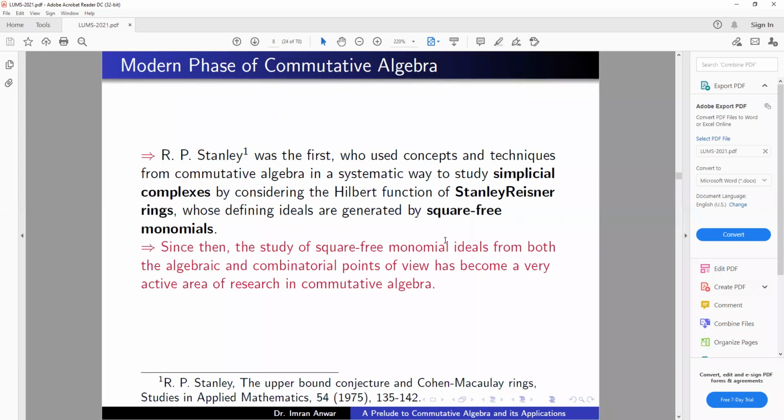Since then, the study of square-free monomial ideals from both algebraic and combinatorial points of view has become a very active area of research. Due to this work, people started seeing monomial ideals in the form of simplicial complexes. Whatever abstractness there was in algebra was taken off by this work. So commutative algebra is not abstract; one can view those objects in the form of simplicial complexes.